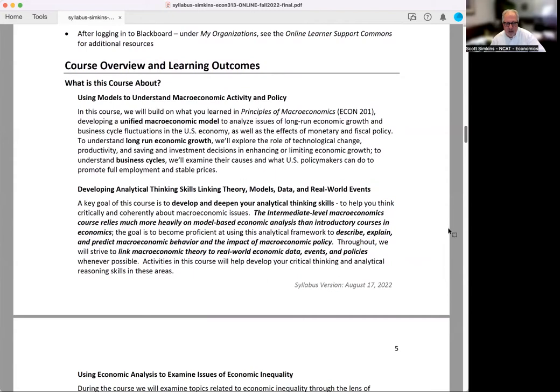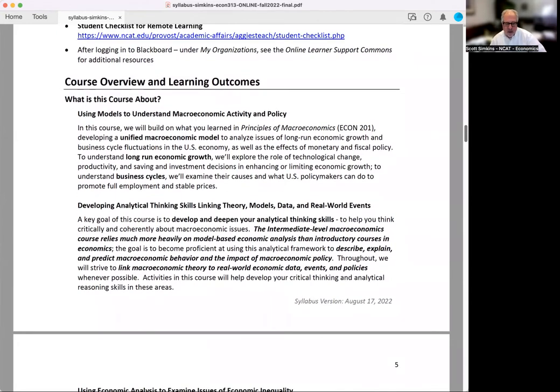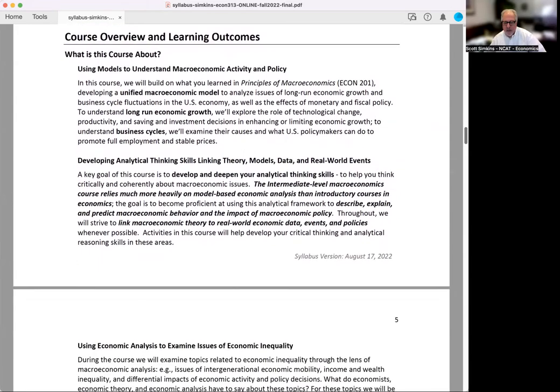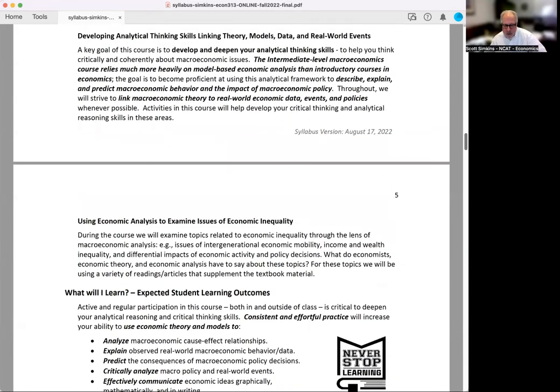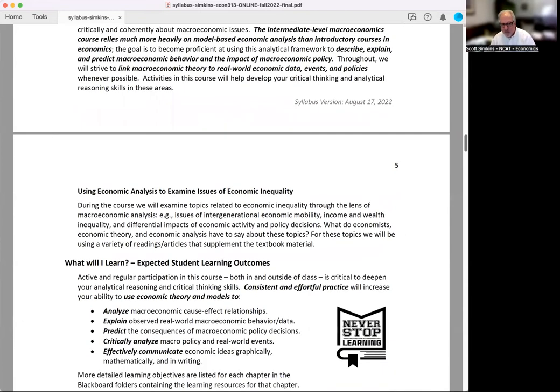So we're going to be using models to understand, predict, explain, and evaluate economic activity in the economy and policy, and then link that to the real world as well. And the last part of the course will be moving beyond the textbook to talk about macroeconomics through the lens of economic inequality and what economists and economic research have to say about that.